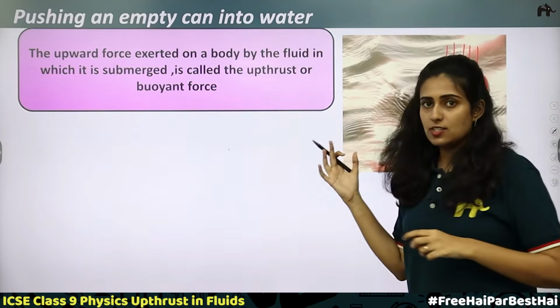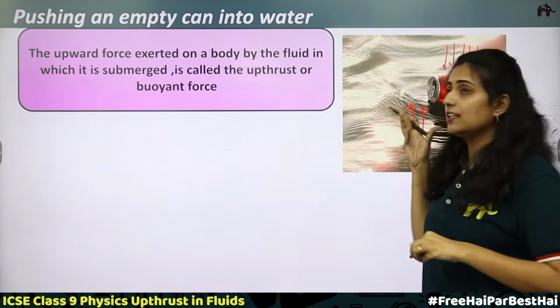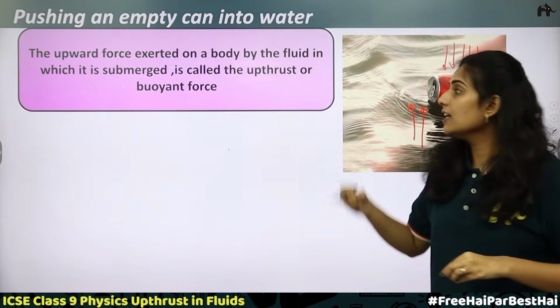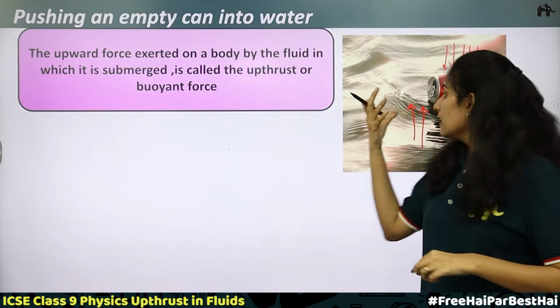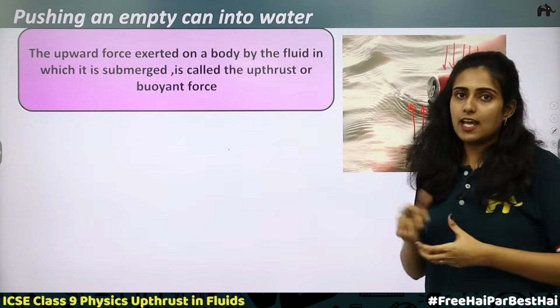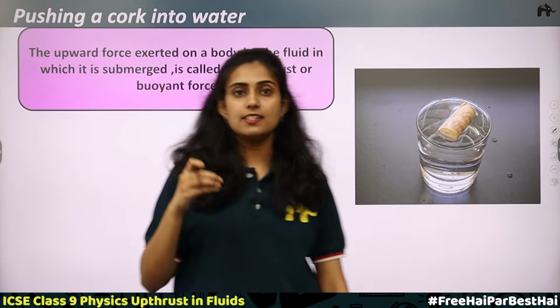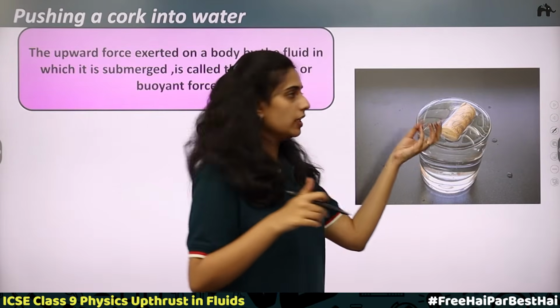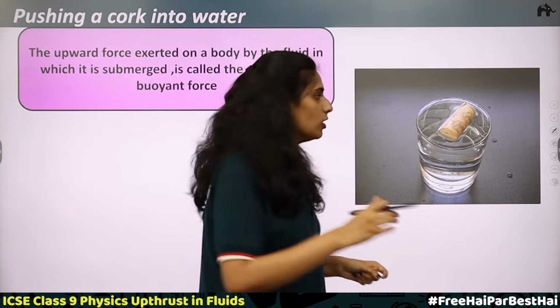So here we have understood that the upward force acting on the body is greater than the downward force, that is, the gravity. Buoyant force is greater than gravity in this case. Next, if you are taking the case of a cork, a glass of water is taken and a cork is placed.